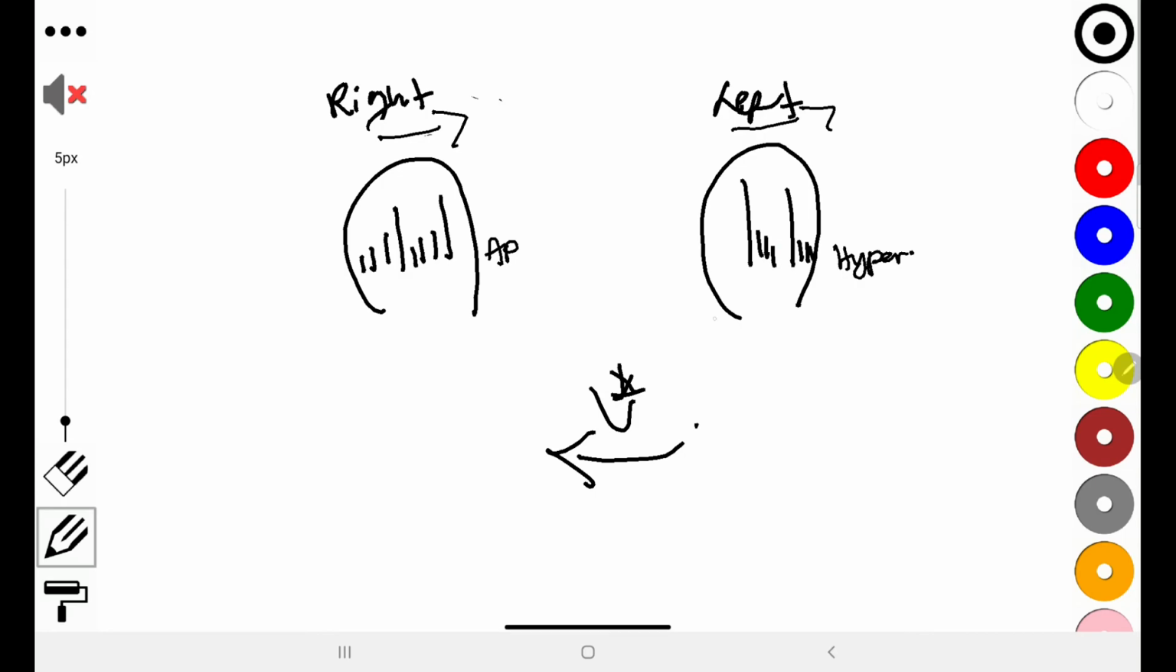So let's study. Is it like this, or is it this way, and then the other side is also this way?